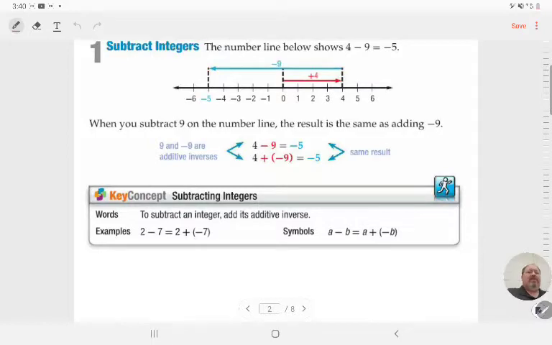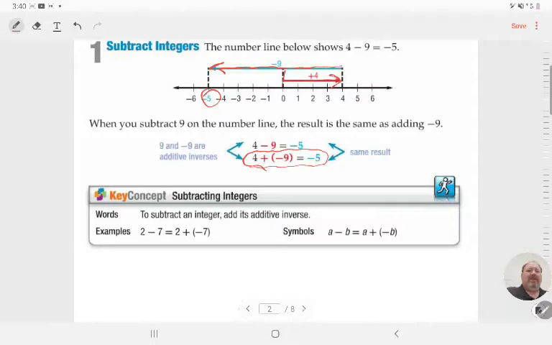So let's see. We can use the number line to show 4 minus 9 equals negative 5. If we started at 0 and we went over to 4, and then we subtracted 9, so we went to the left 9, that would end at negative 5. Now you will see that on the last lesson we did adding integers, what we did when we had different signs is we did 4 plus, and we used the additive inverse of 9, negative 9, equals negative 5. So we changed it to an addition problem and solved it.